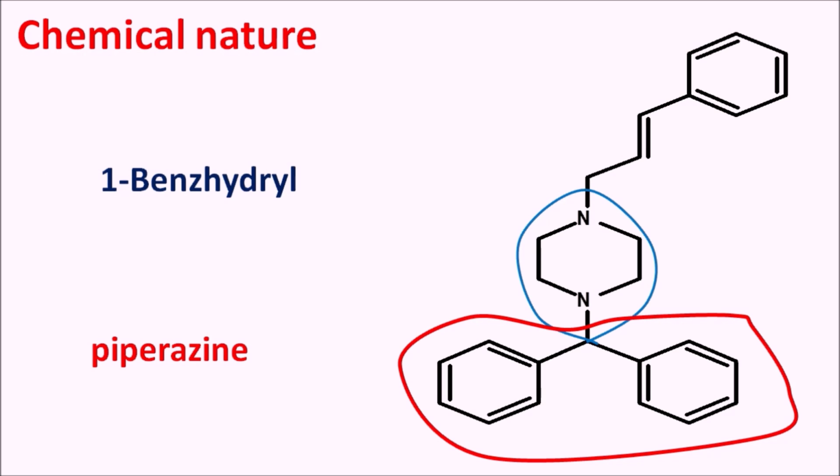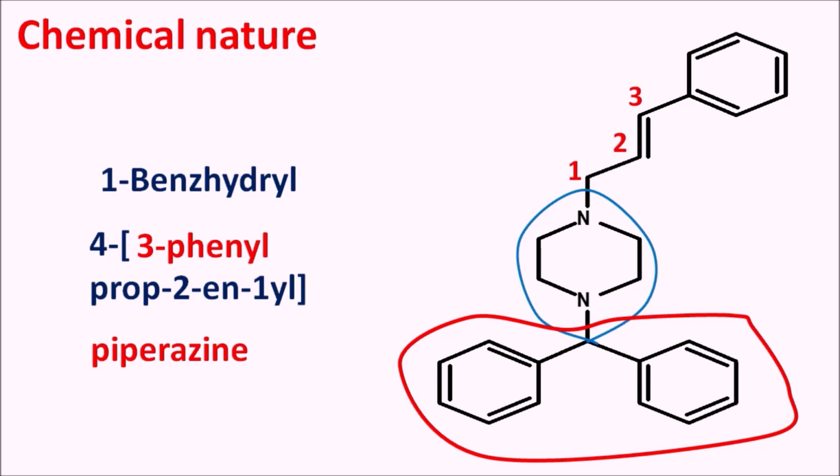Similarly, at the para position, that is the fourth position, a propyl chain is present with a double bond within the chain. Let us give the numbering to this chain: this is 1, this is 2 and 3. A double bond is present at the second position, so it is a propene chain. This chain is attached at the fourth position of the piperazine ring, so we can write this as 4-prop-2-en-1-yl. And at the third position of this chain a phenyl ring is present, so 3-phenyl. That is the complete name of Cinnarizine.